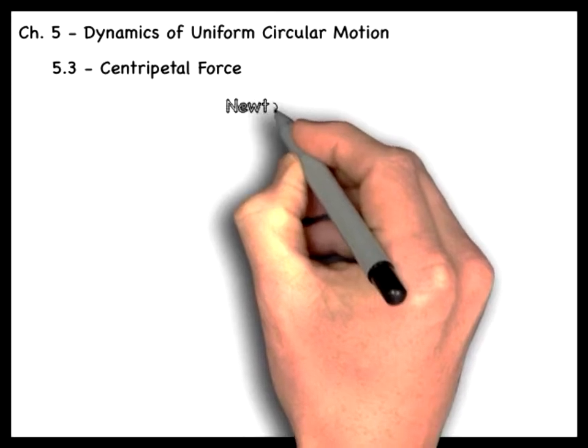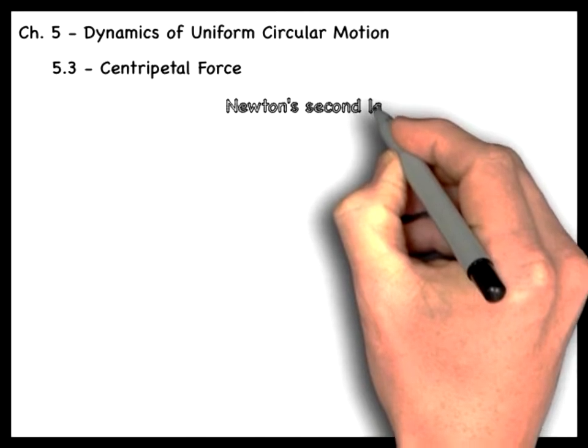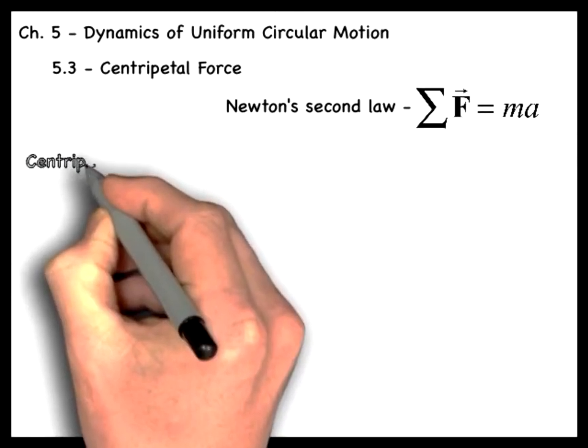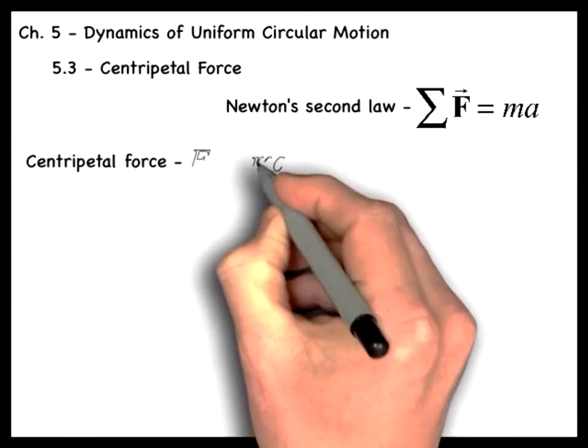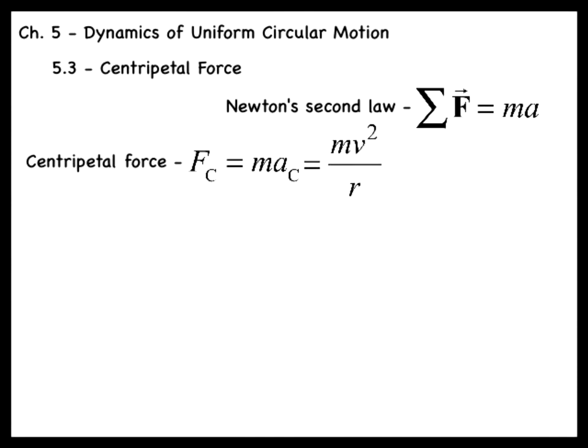In the previous sections, we analyzed uniform circular motion and the concept of centripetal acceleration. Newton's second law indicates that whenever an object accelerates, there must be a net force to create the acceleration. Thus, for an object undergoing uniform circular motion, there must be a net force that provides the centripetal acceleration. This force is called the centripetal force, or F sub c, and the second law tells us it must be equal to the object's mass times the centripetal acceleration.